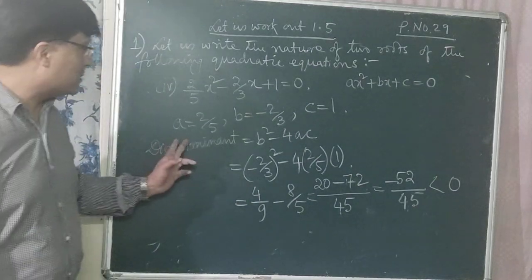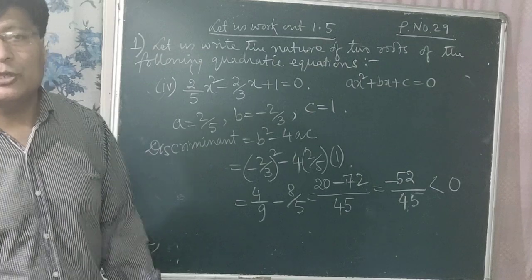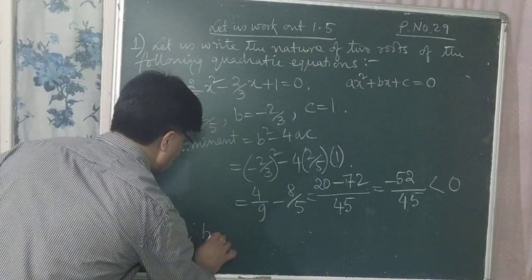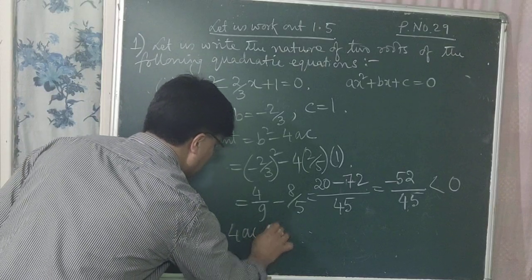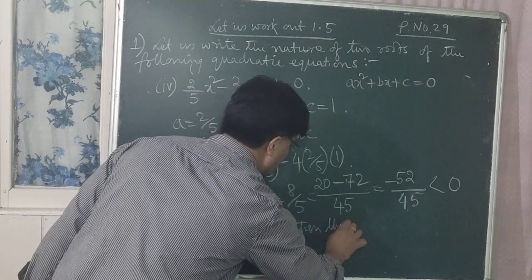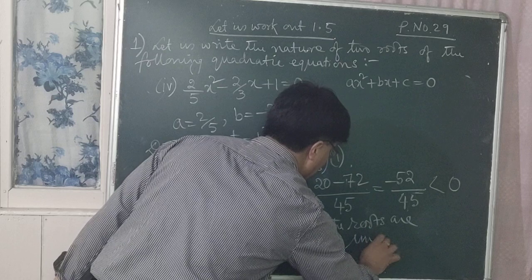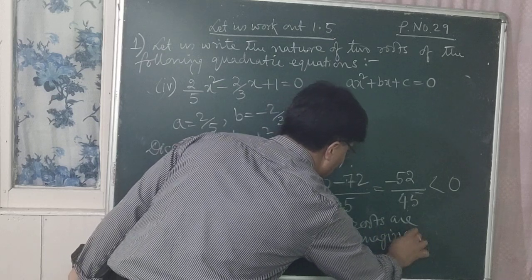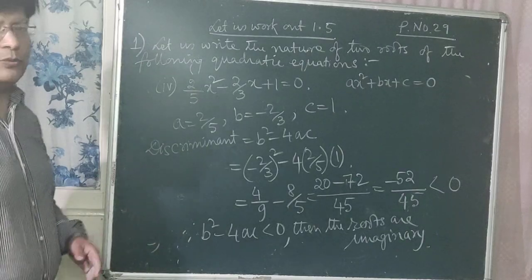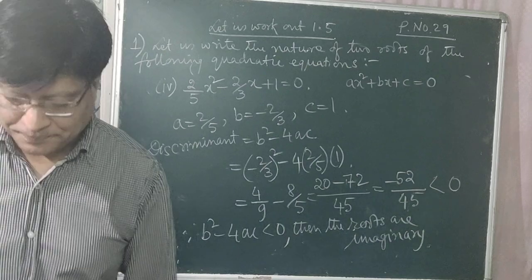Now in this case the discriminant is less than 0. So what can you write? The roots are imaginary. Now write down, since b square minus 4ac is less than 0, then the roots are imaginary. So this is your answer. What is the nature of the roots in this problem? The roots are imaginary.